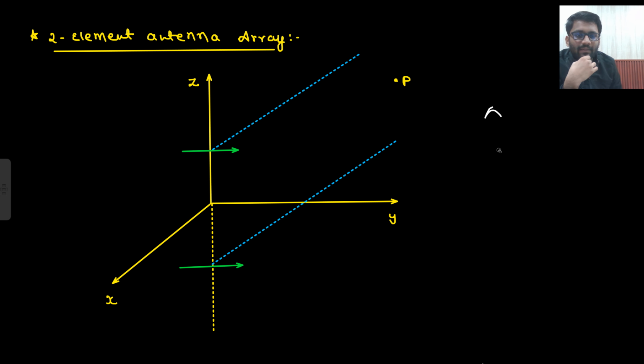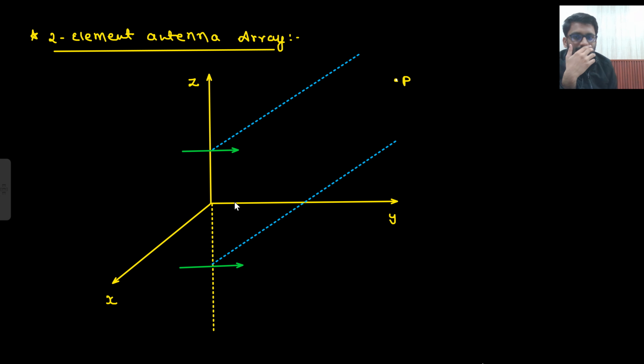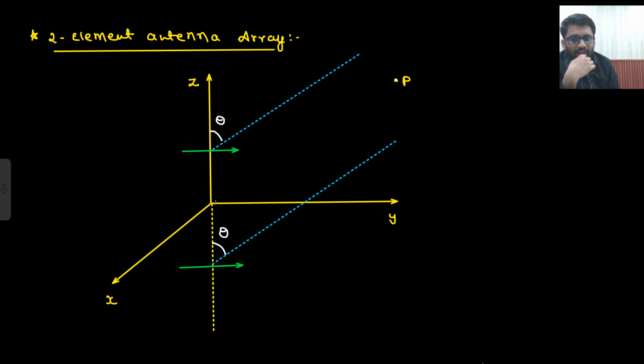So 2 antennas are there, and this point P is at a far point. If I call this angle theta, this angle also I can call theta. Just for the analysis purpose, I will take another point at the origin, where there is no antenna. Only two antennas are there, this is the first antenna and this is the second antenna. This is also making an angle of theta with the z axis. I know that all these angles will be equal: theta 1 equals theta 2 equals theta 3.